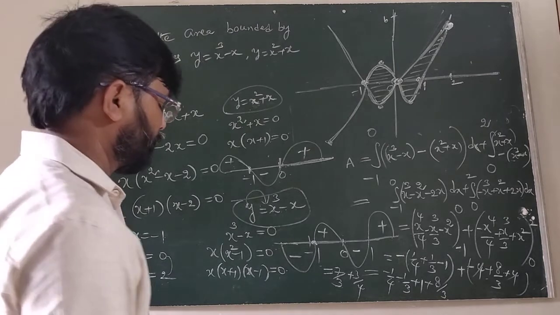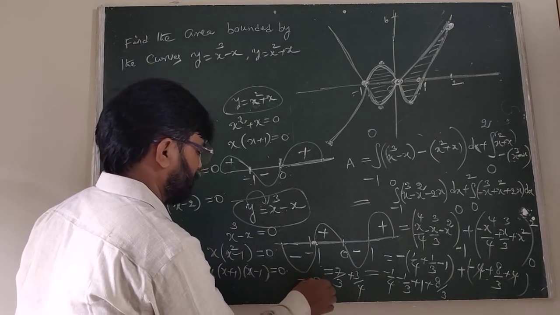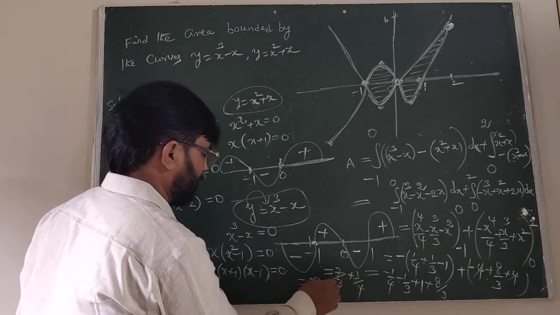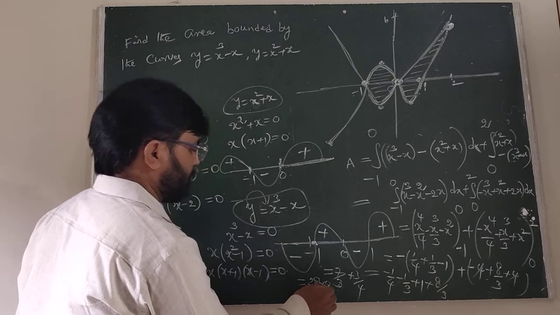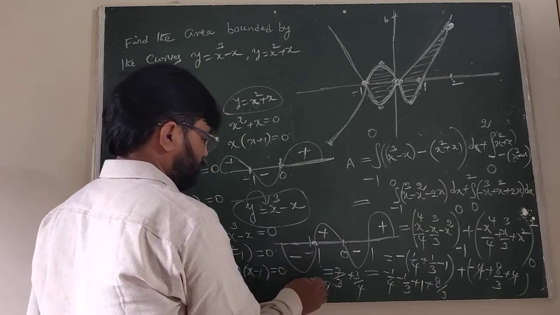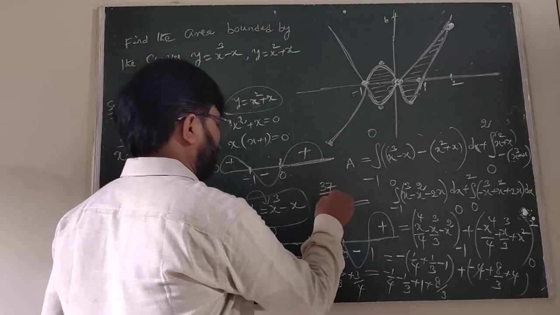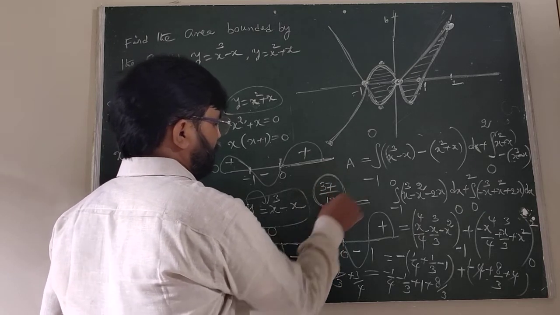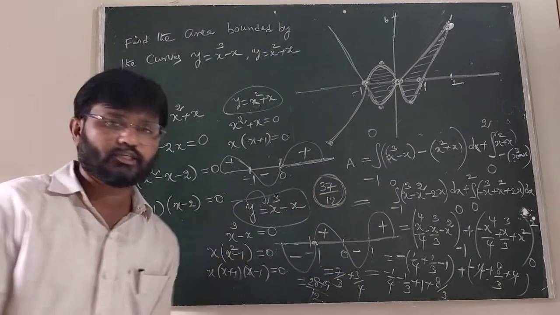Okay students, here 4 into 7 is 28, 3 into 3 is 9, over 12. This is the final solution. 28 plus 9 is 37 by 12. This is the required solution, 37 by 12 square units.